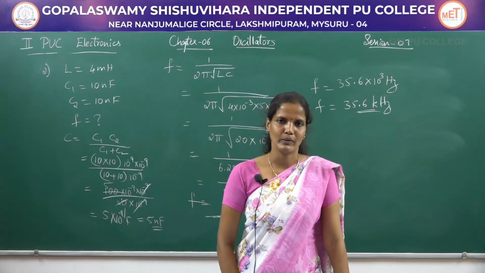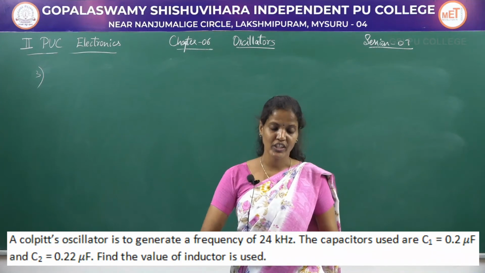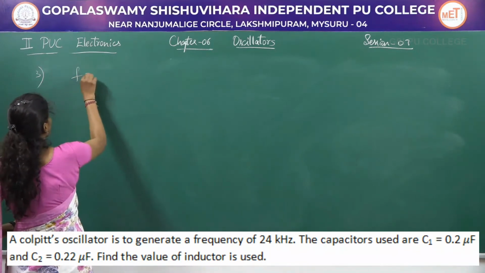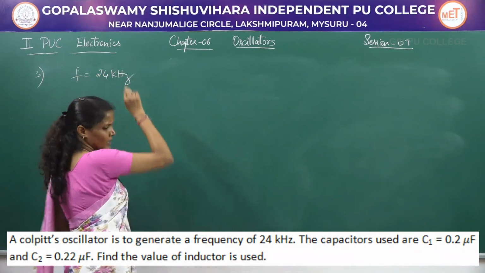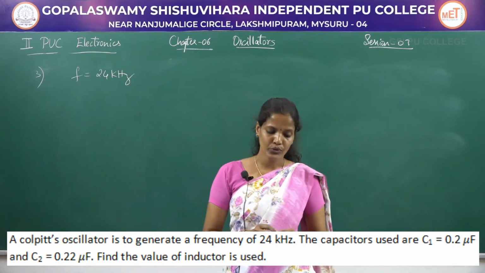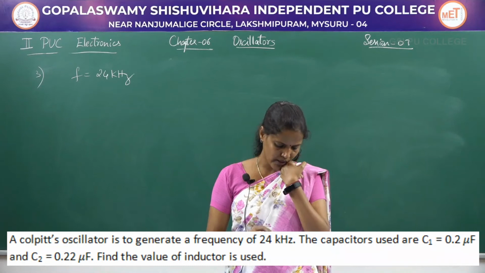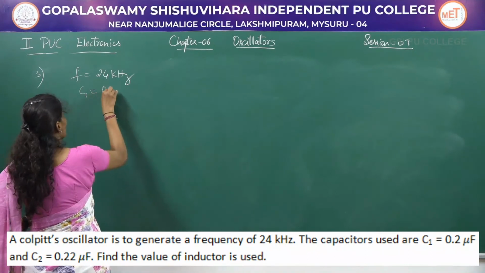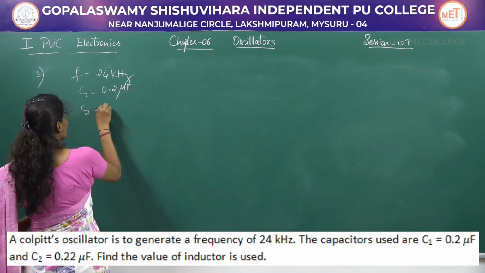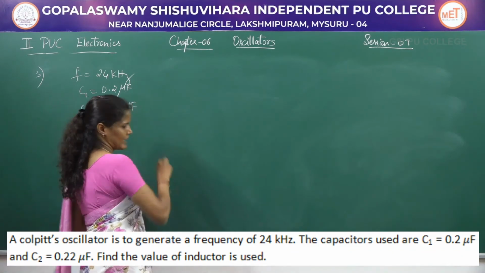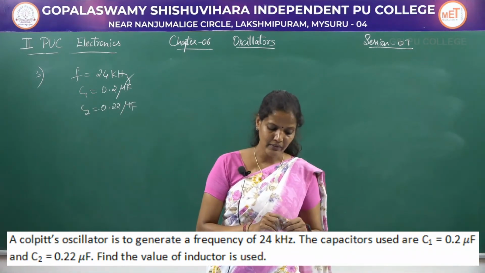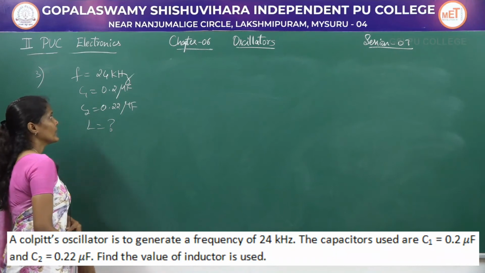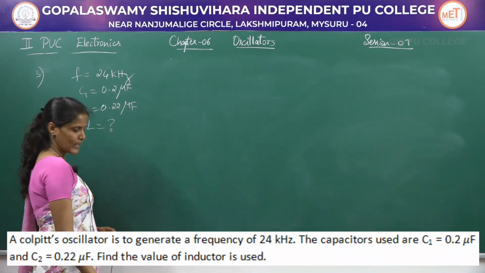Now let us move on to the next problem. A Colpitts oscillator circuit is to generate a frequency of 24 kilohertz. So frequency is equal to 24 kilohertz. The capacitors used are C1 is equal to 0.2 microfarad and C2 is equal to 0.22 microfarad. Calculate or find the value of the inductor used, L. You have to find out L for the given value of frequency and the capacitance values.